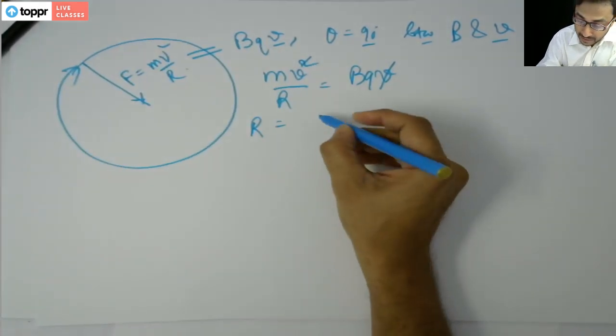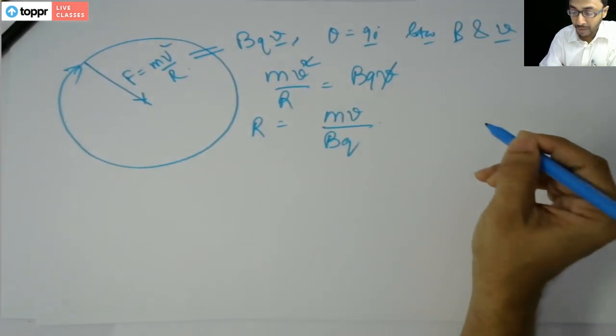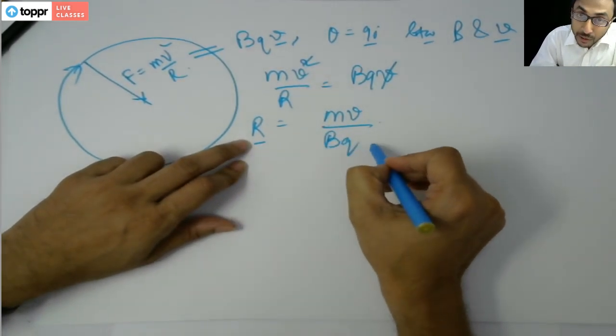the radius which this charged particle makes will be nothing but r equals mv by bq. Now r equals mv by bq. What does this mean?